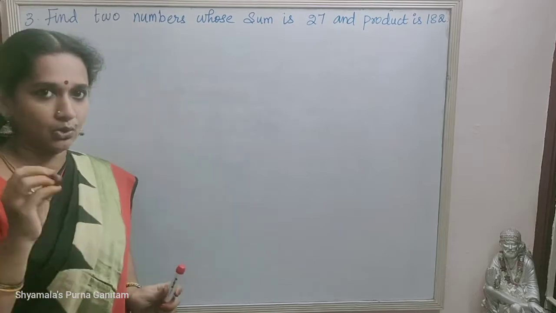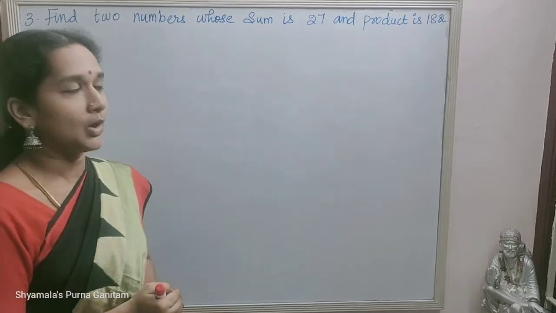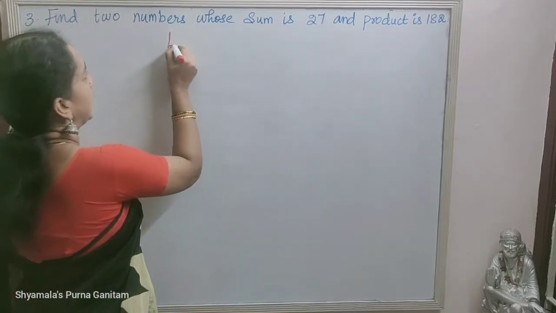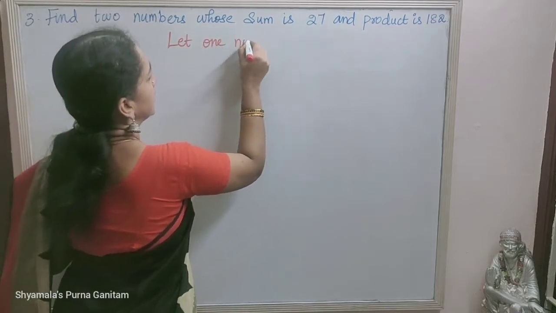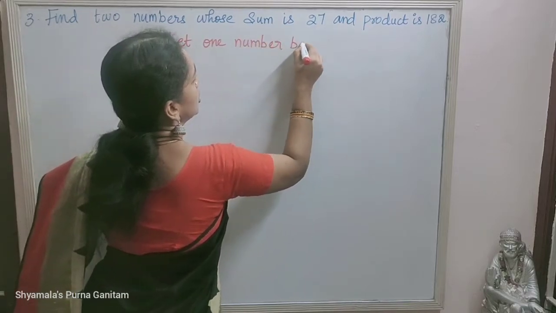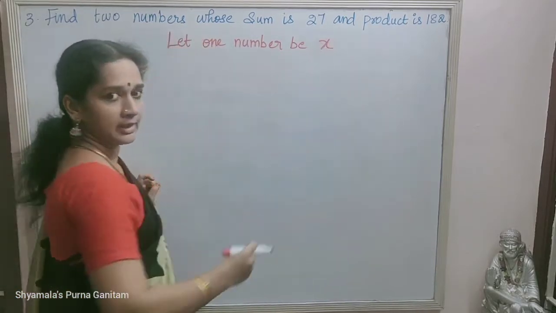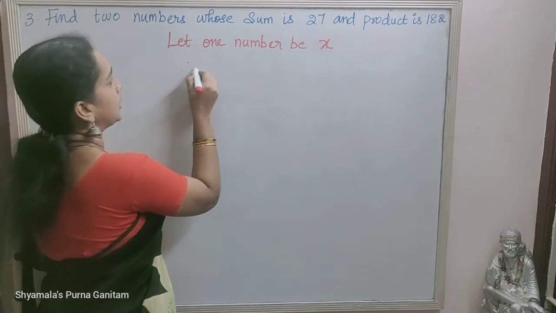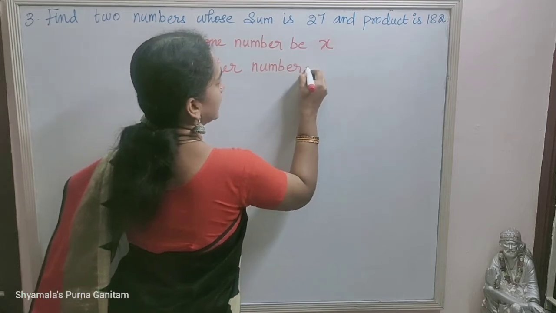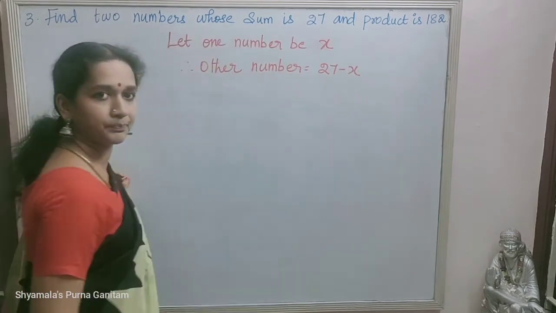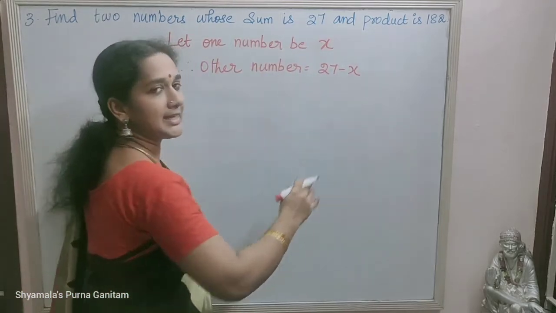Okay, find two numbers such that the sum is 27 and the product is 182. Let one number be x. Therefore, the other number will be 27 minus x. Okay, let one number be x and the other number will be 27 minus x.